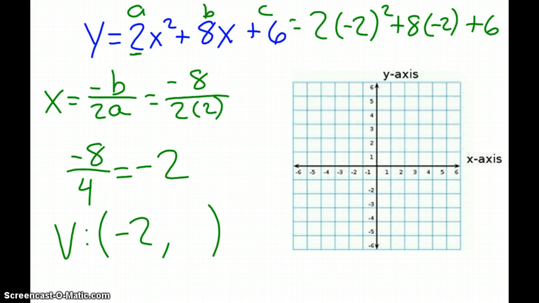Negative 2 squared is 4, times 2 is 8. 8 times negative 2 is negative 16, plus 6. 8 minus 16 is negative 8, plus 6 is negative 2. So my vertex is going to be at the point negative 2, negative 2. And in order to finish my graph, I need to take my growth pattern and double it. So therefore I would normally go up 1 over 1. I go up 2 over 1. My second step is normally up 3, so I go up 6 over 1 because I've doubled my growth pattern.